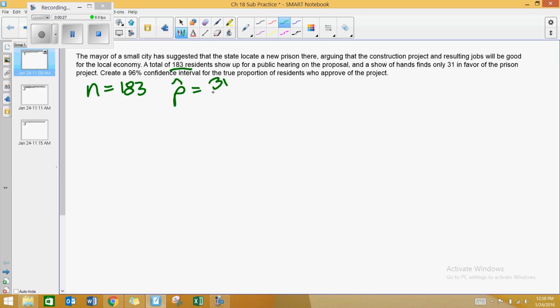So if 31 out of 183 people said they approve of the project, that gives us a sample success rate of 0.169. While we're at it, let's go ahead and record our q hat. From this sample, the proportion of people that did not approve of the project is 0.831. All right, and our confidence level, if we're recording that, is going to be 96%.